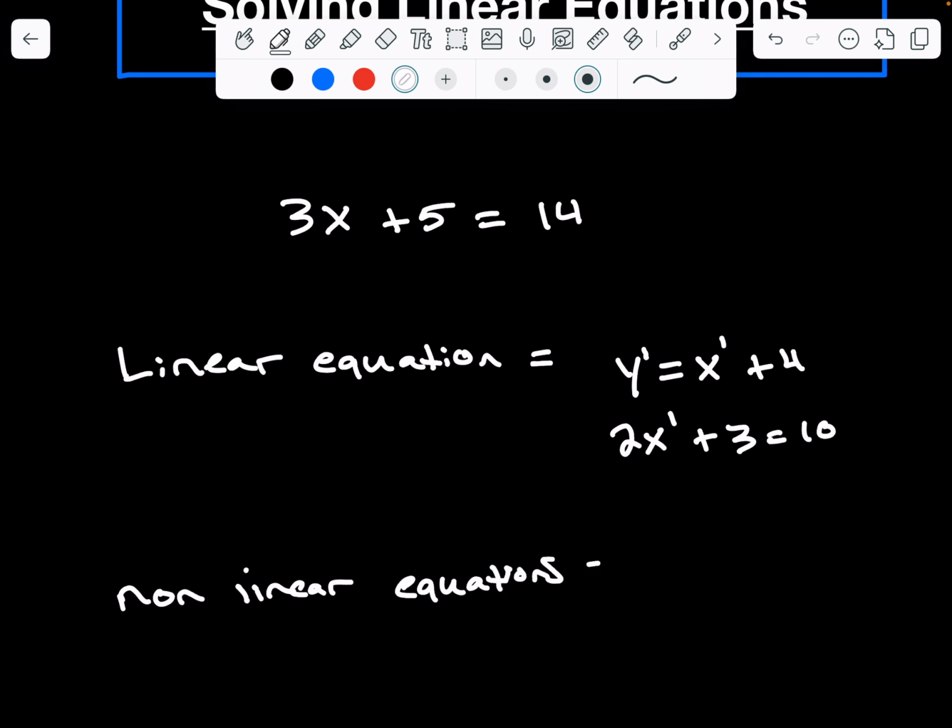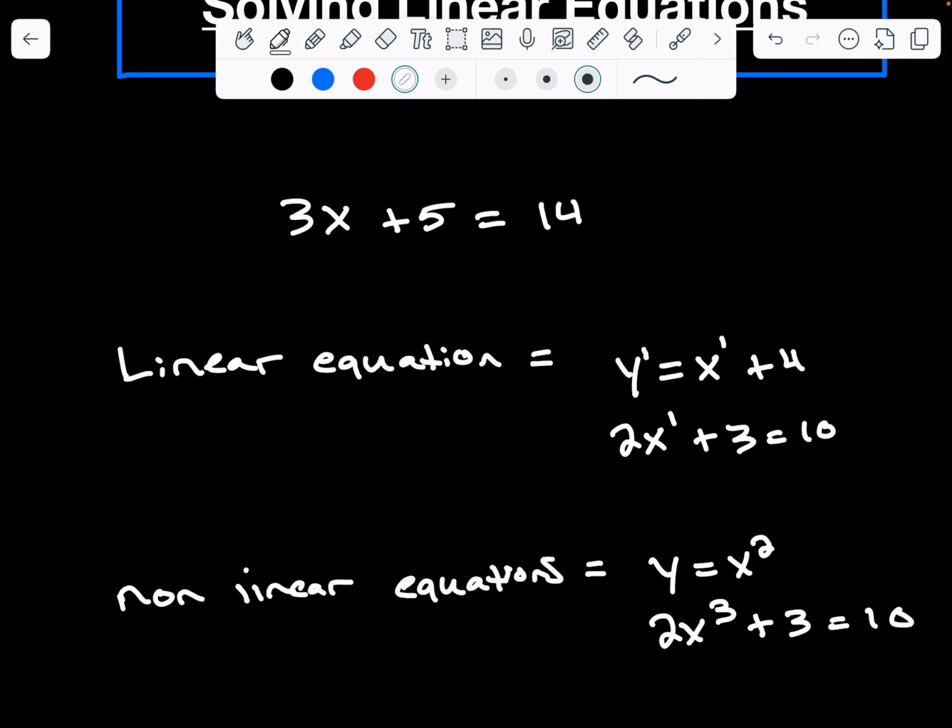Nonlinear equations are anytime our variable, x or y, or whatever you're using for your variable, is raised to a power greater than 1. So y is equal to x squared is a non-linear equation. In other words, when you go to graph this, it's going to form a non-straight line. Or you might see something like this, 2x cubed plus 3 is equal to 10.